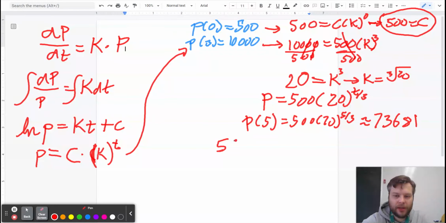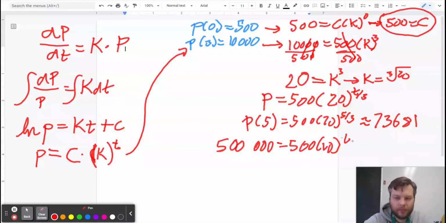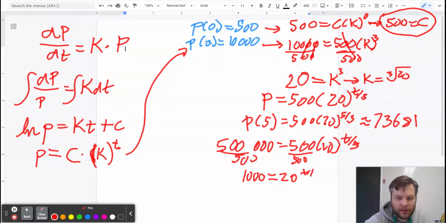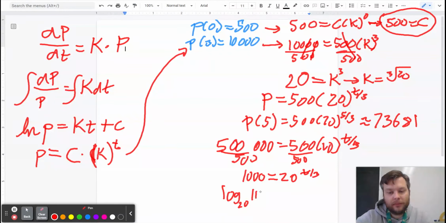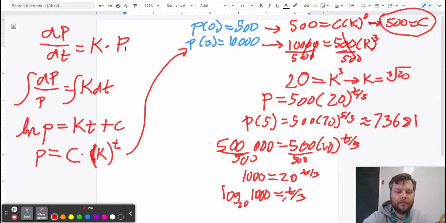So that's going the other way. So 500,000 equals our model. So divide by 500. So we have 1,000 equals 20 to the t over 3. You can do log base 20 of both sides. And then use change of base. And so then to solve for t, you multiply by 3.